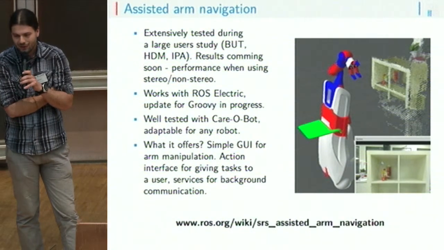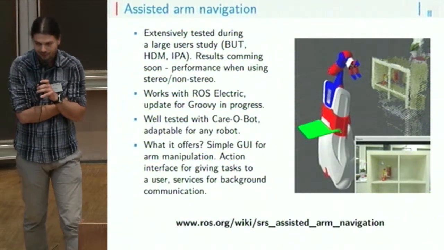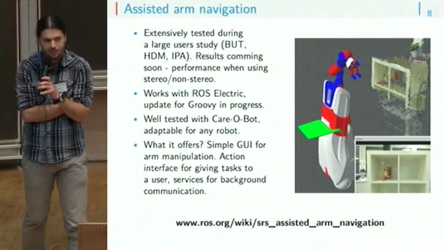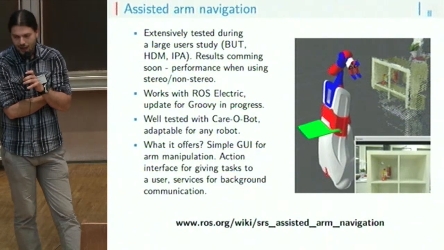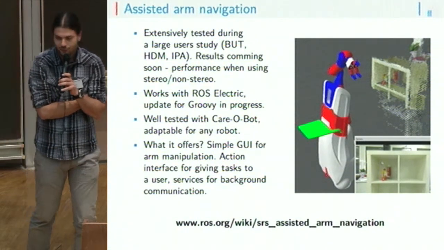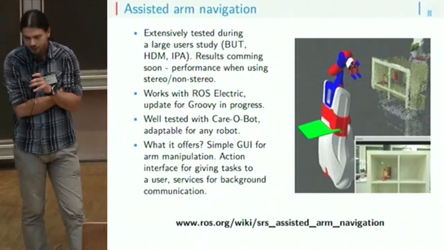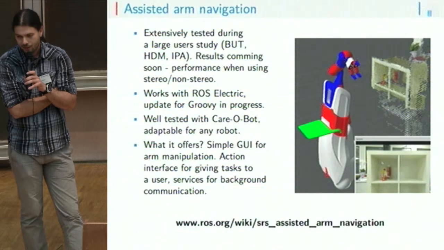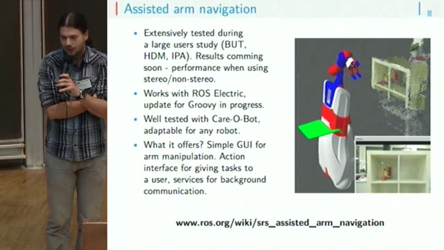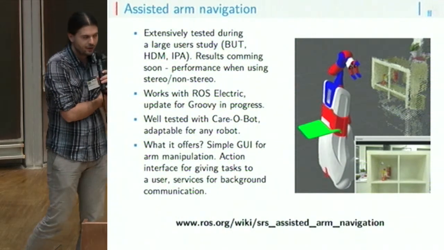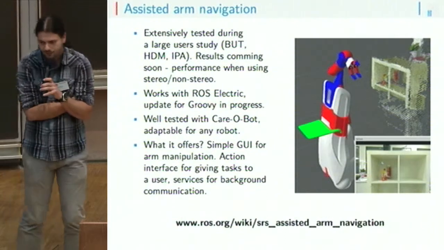This solution, which we call assisted arm navigation, has been extensively tested during a large user study. We had 60 users, and the results are coming soon. We will publish something. There were more experiments. One of them was a comparison of the stereo and the non-stereo. And we are also going to compare simulation and the real experiments.